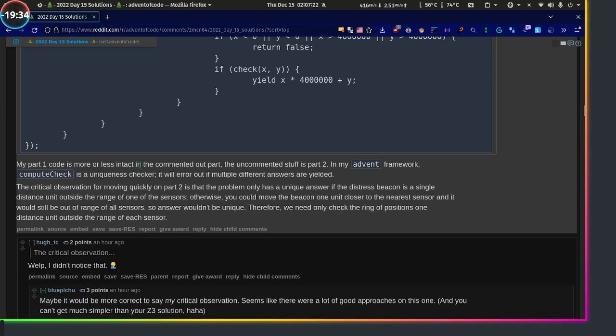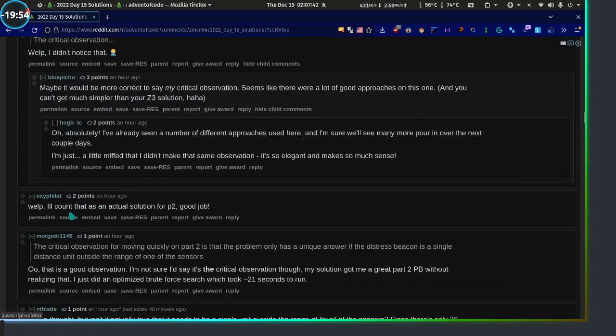The critical observation. What's that? Only has one unique answer if it's a single distance unit outside of the range of the sensors. Move the beacon 1 unit closer to the nearest sensor and it would still be out of range of all others. Only check ring positions plus 1. Okay, that's what I did. Yeah.